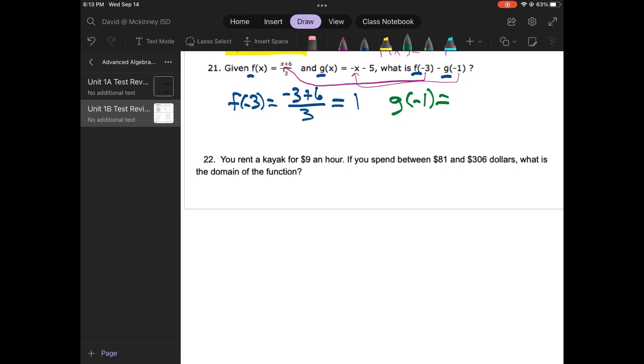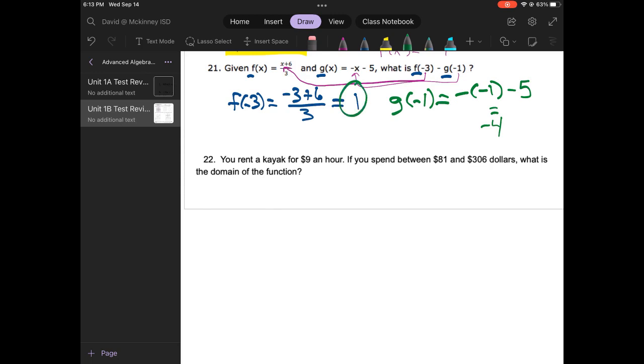Now let's do the g of x side. G of negative 1 will be equal to a negative sign. Then I write a parentheses, and then I put a negative 1. I have to remember to put that extra negative sign. A negative negative 1 is actually a positive 1. Positive 1 minus 5 is going to give me negative 4.